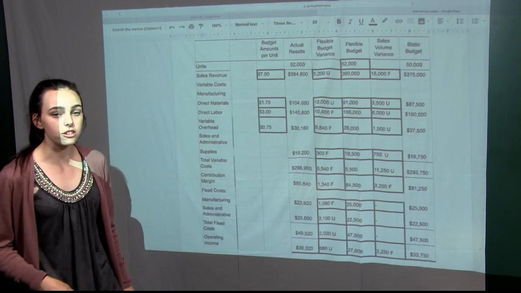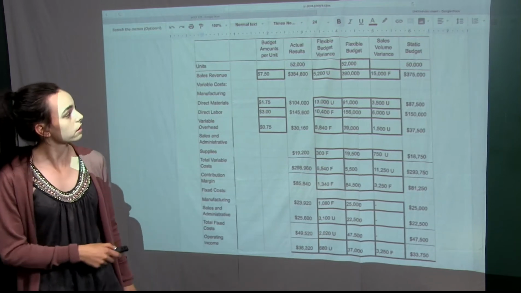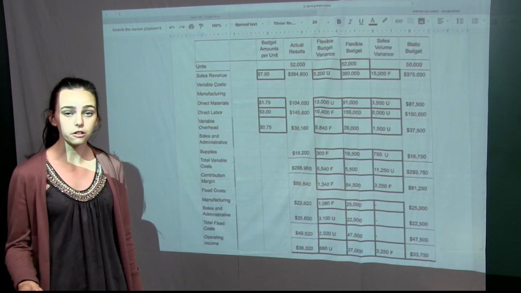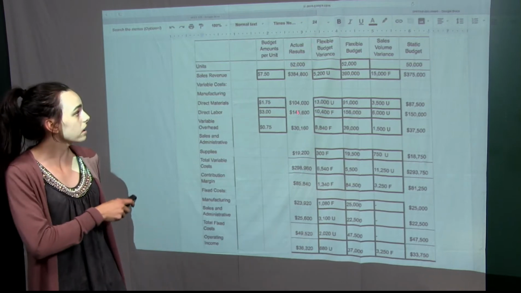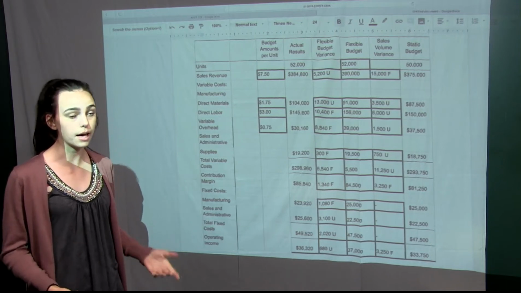When you're given a flex budget that isn't filled out, you're given the actual results as well as the static budget. The static budget is determined ahead of time, before the financial period. This is your goal. This is what you want to obtain during the period, while the actual results obviously are going to be obtained after the period. This is what actually happened.